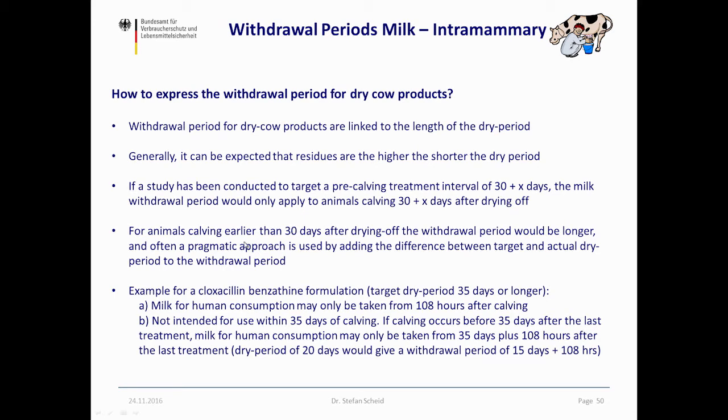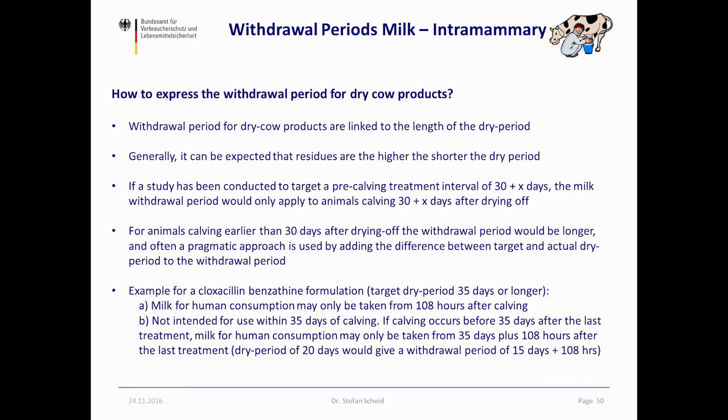And for animals calving earlier, this might happen. After drying off, the withdrawal time would be longer. So if for this 30 days plus X, the withdrawal time is, for instance, 5 days, and if a cow gives birth 20 days before calving, gotcha. It's kind of difficult to, yeah, because you need to think in.